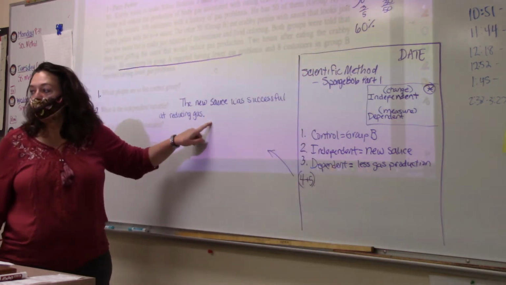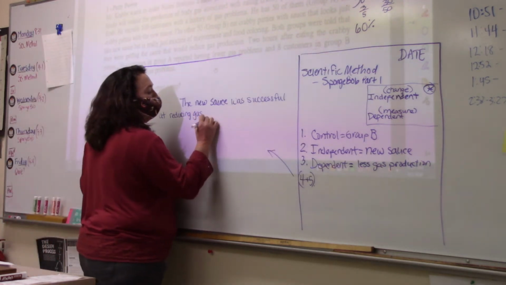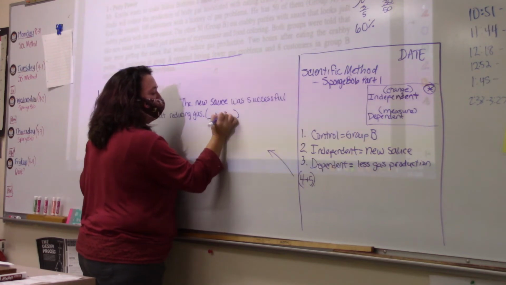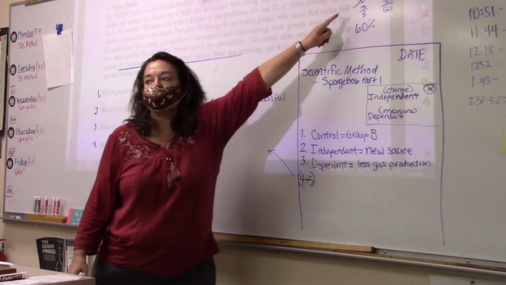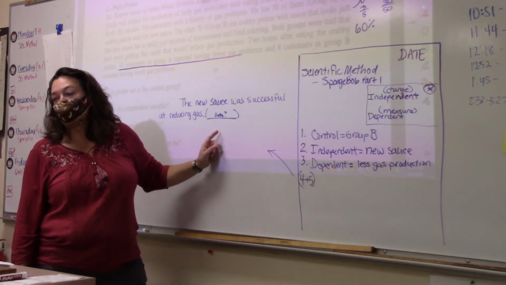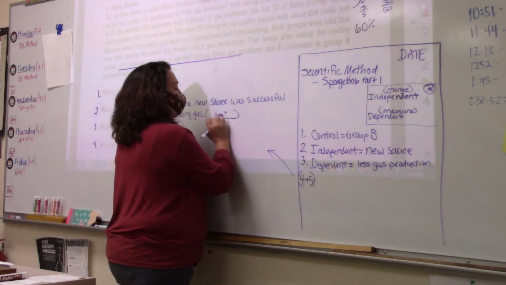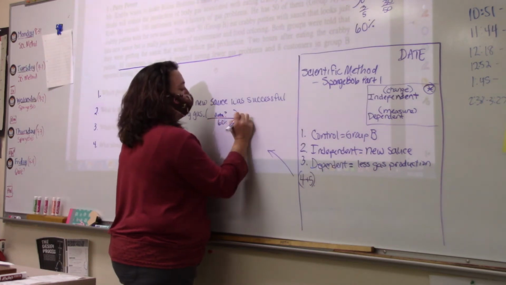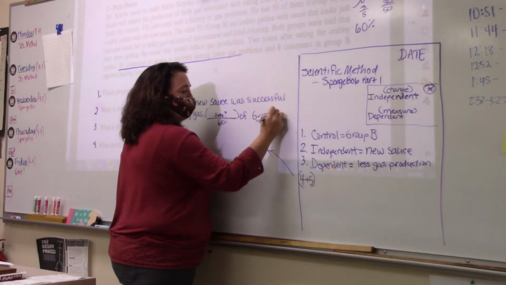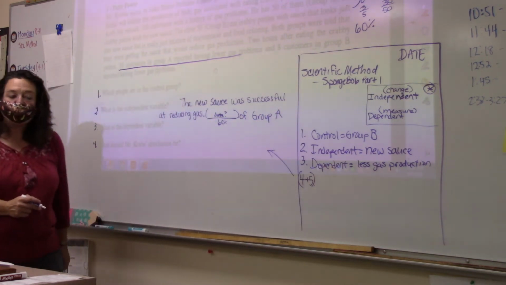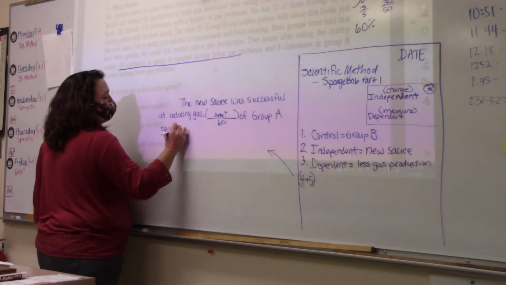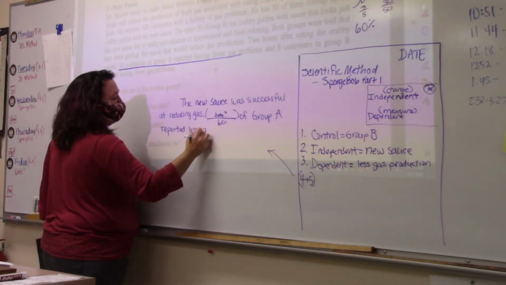Right here. So you're coming up with what your data is saying. And that's one of these ways to say it. So I like this percentages. So I'm going to say, 60% of what group? Group A reported less gas.